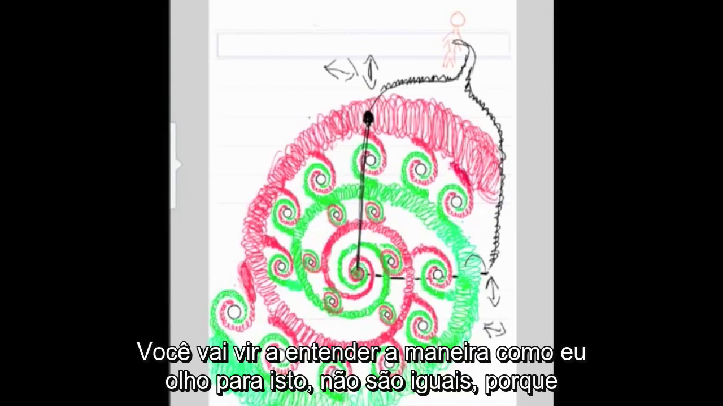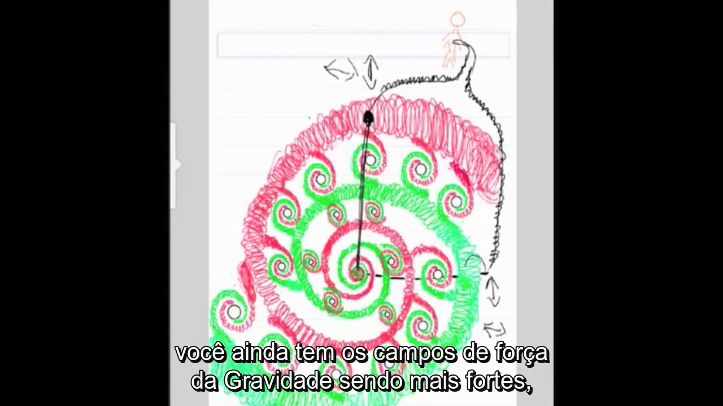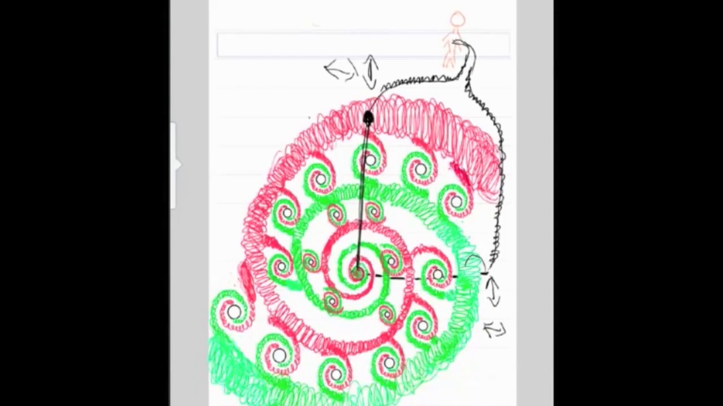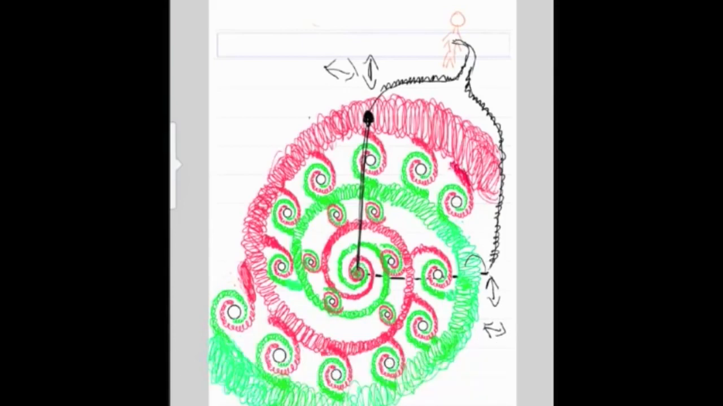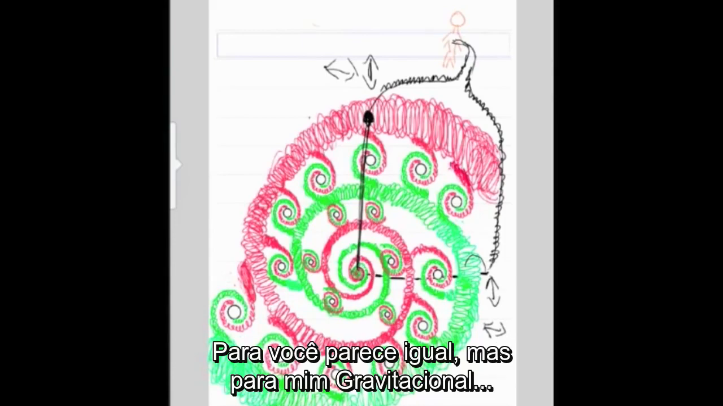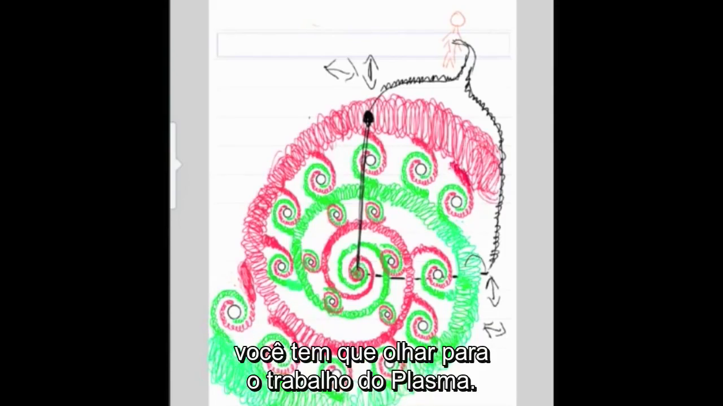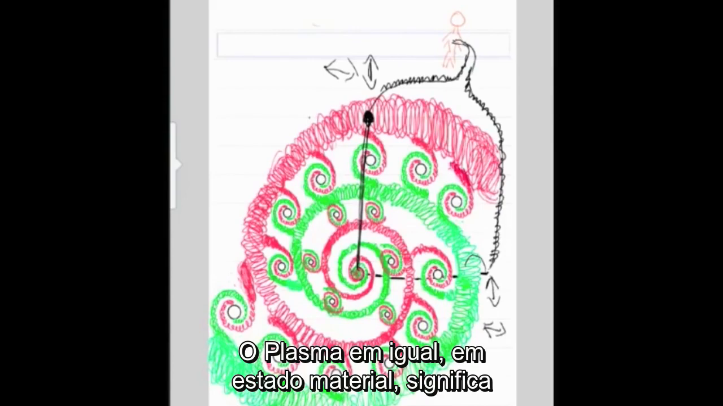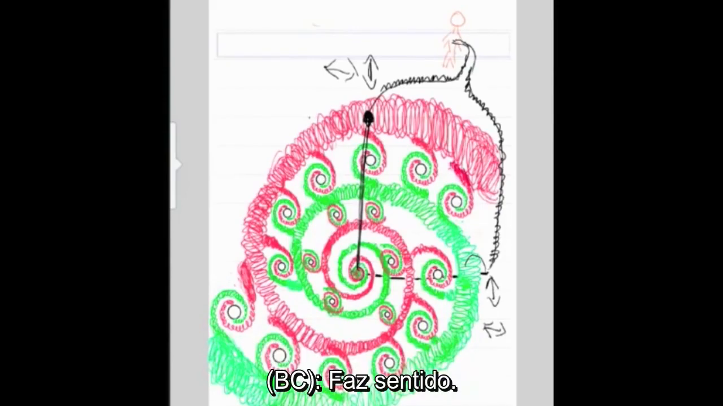You will come to understand the way I look at it. They are not equal, because even though you made the yin and yang, you still have the field forces of gravity being stronger than magnetical, because gravitational is always stronger. To you it looks equal, but to me, physically you drew the picture, but you have to look at the work of the plasma. Yes. The plasma, equal in matter level, means gravitational is always stronger. All right, it makes sense.